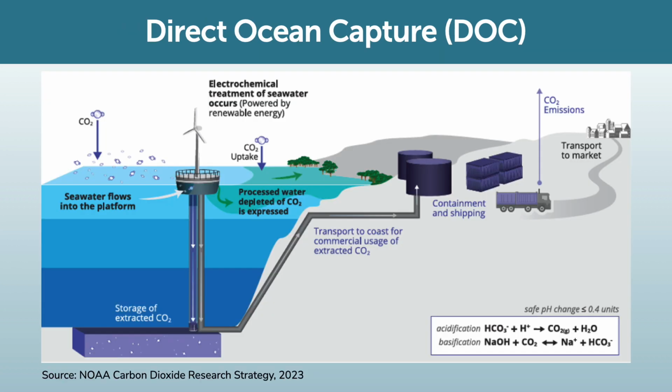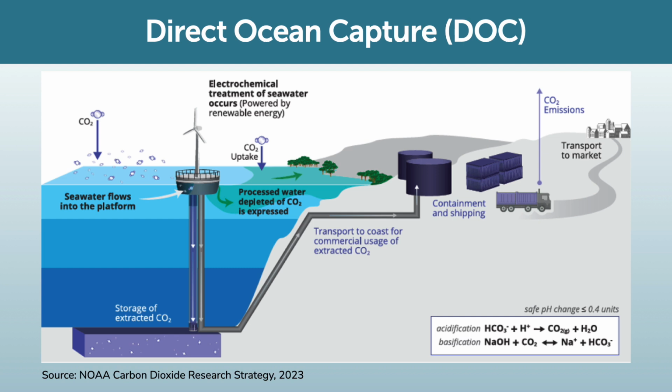A second chemistry-based mCDR method, direct ocean capture, sounds quite similar to electrochemical OAE to non-experts like me, and probably many of you, because both processes use electricity to perform electrochemical processes on a portion of seawater that has been temporarily diverted from the sea. But here's the difference. Electrochemical OAE, which we discussed a minute ago, splits the portion of diverted seawater into an acidic and an alkaline stream, and then returns the alkaline stream to the surrounding seawater.